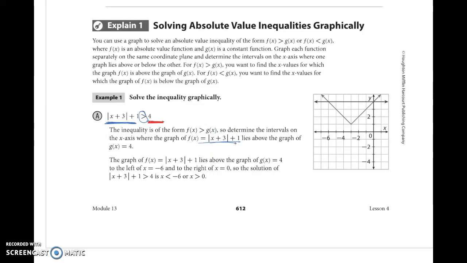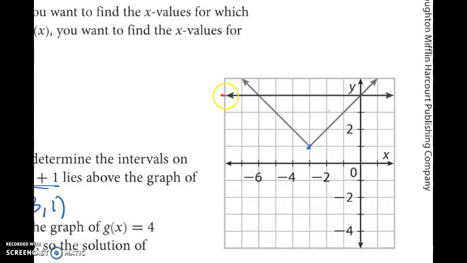And they already graphed it for us, which is nice. Our vertex is -3, 1, and that's where they graphed. Our amplitude was up 1 over 1, up 1 over 1, up 1 over 1, and they've got this nice perfect graph. For the other side, they have where y equals 4, and that's here. Just going to color code these so that we can clearly see this.